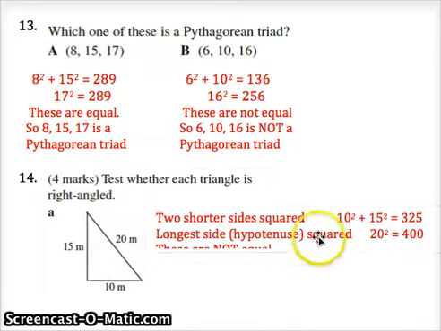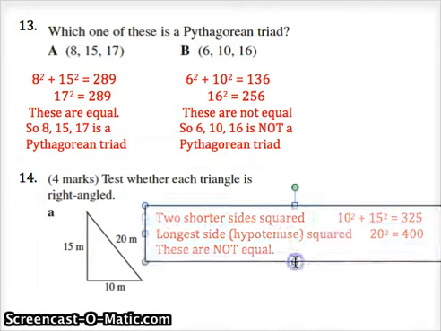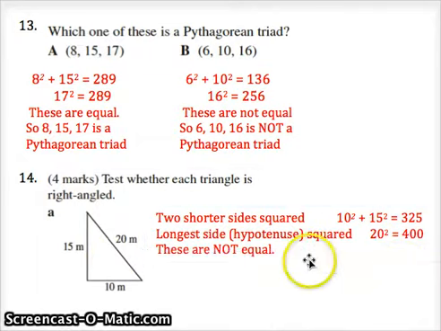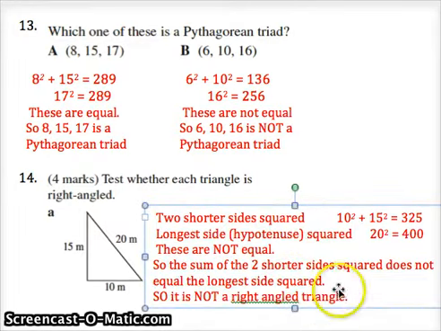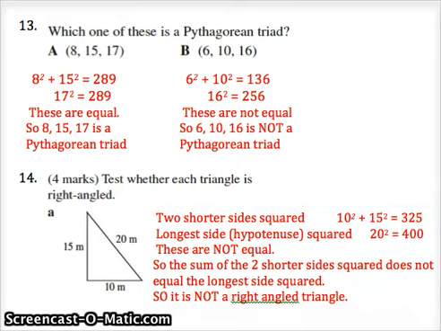Now those two numbers, 325 and 400, are not equal, so we say these are not equal. So we can now say that the sum of the two shorter sides does not equal the longest side squared, so it's not a right angled triangle. So we're basically doing the same as what we were doing up here in question 13. Same reasoning, the same method as for working out if it's a Pythagorean triad or not.